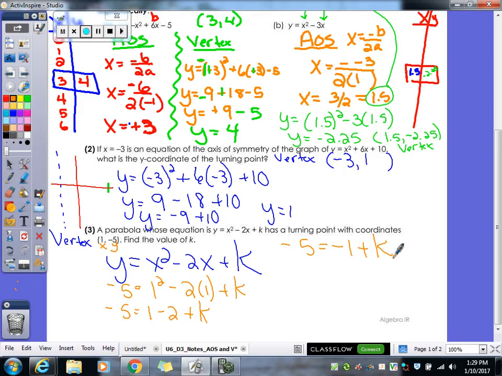Now how do I solve for k? What am I going to add to both sides? 1. Add your 1 over to both sides. And you're going to get k equals negative 5 plus 1 is going to give me a negative 4. Now I could then plug this into the calculator to see if that is my turning point, to see if I got it right. It will be. This is an extremely important problem. You have to know your axis of symmetry formula.